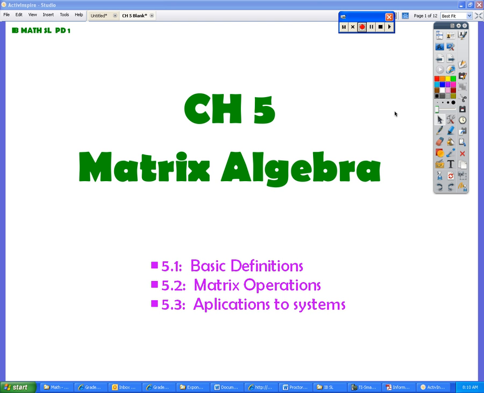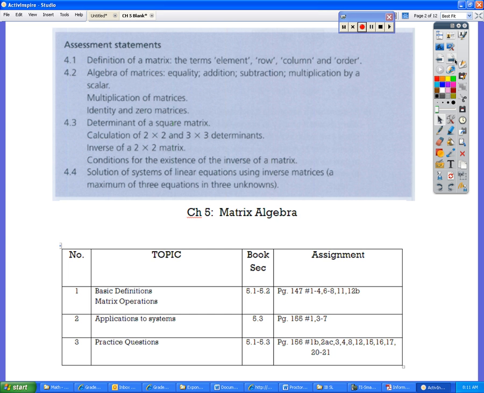So chapter 5 will be a pretty short chapter because there's only 3 sections, and the first section is just basic definitions. You can look in your book for more, but I'm just going to go over the ones that you probably really need to know. Remember, again, optional are the sections, mandatory are the practice questions. So there are a good amount of assessment statements: element, row, column, order, and so on. We're going to go through most of the stuff that's here.